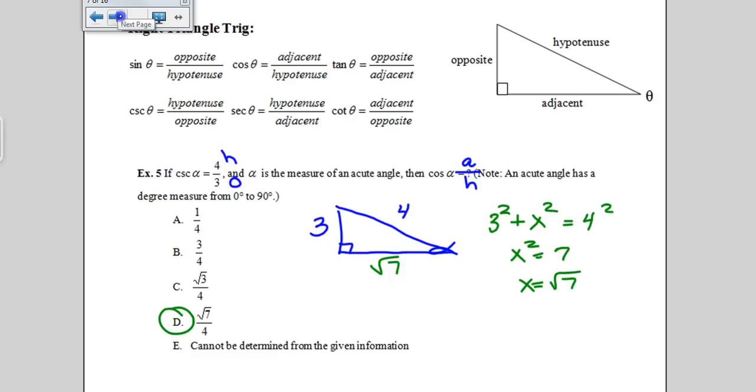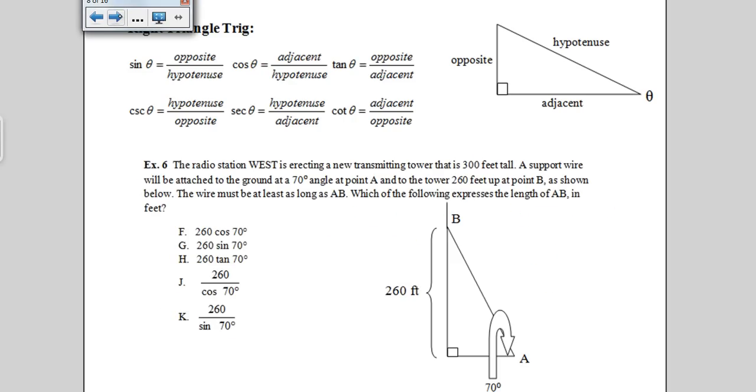Sorry about that. Okay, the next problem is actually a story problem, but it's still very, very easy. And what makes it even more simple is they gave you a labeled diagram, which is very nice. The 70 degrees goes right here in the corner if you can't figure out what my diagram is trying to say. And the whole question is, what is the length of AB? So I need to figure out how to calculate the hypotenuse.